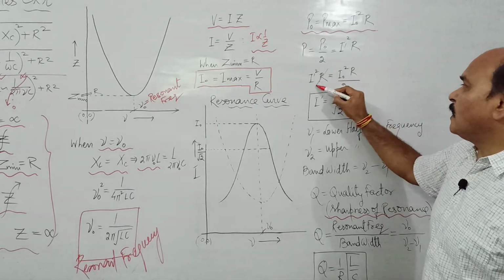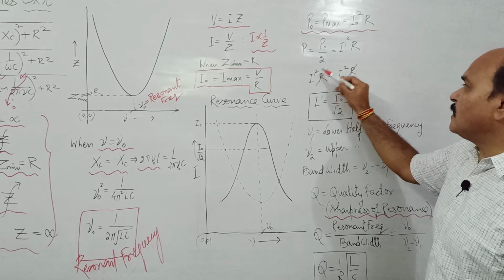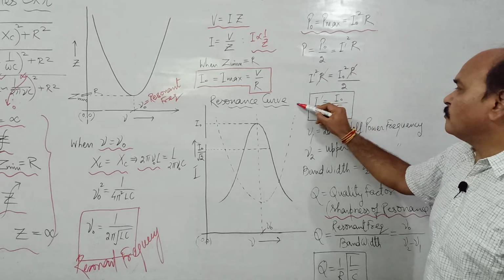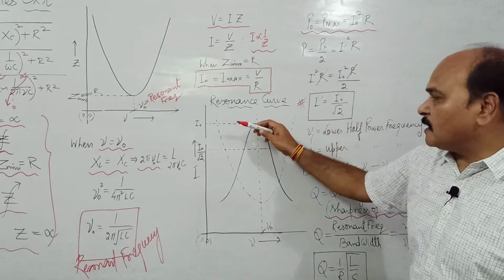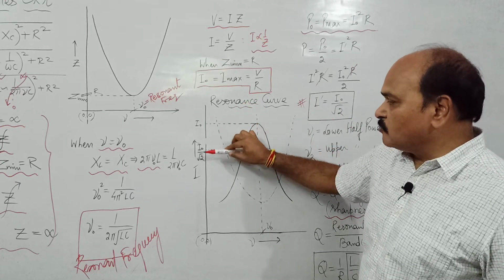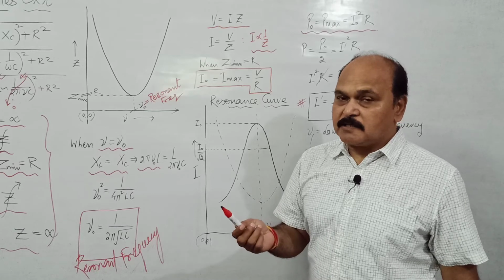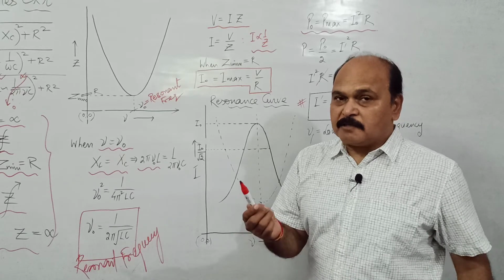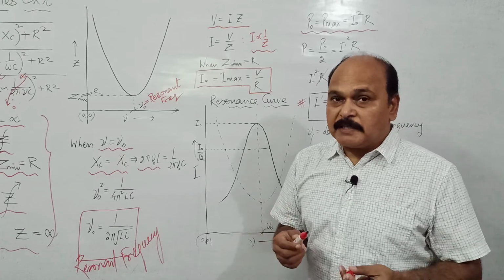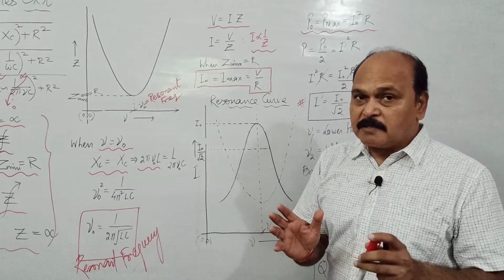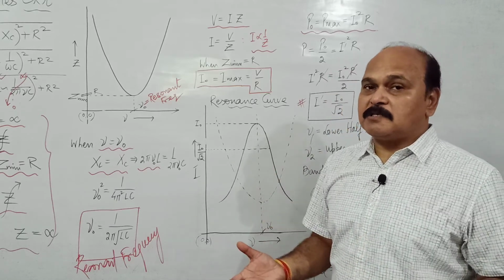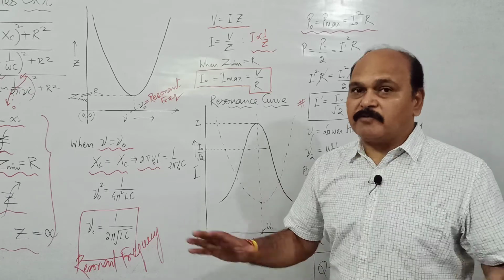And if we solve it, R cancels out, what do we get? I dash. I dash is I naught by root 2. That means when the current decreases to I naught by root 2, when the current decreases by a factor of 1 upon root 2, then what happens?